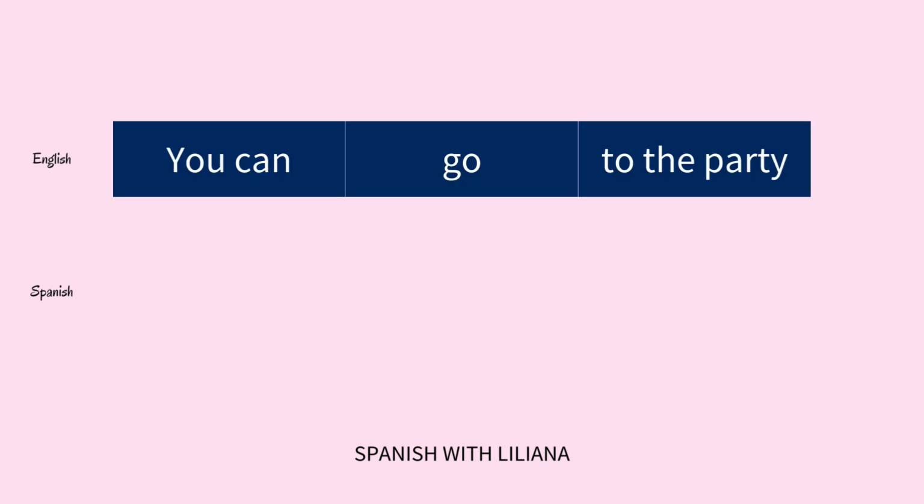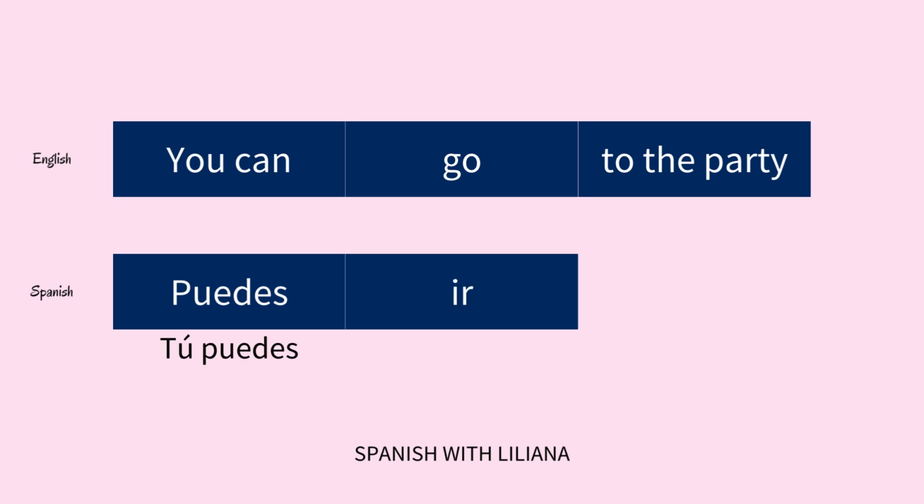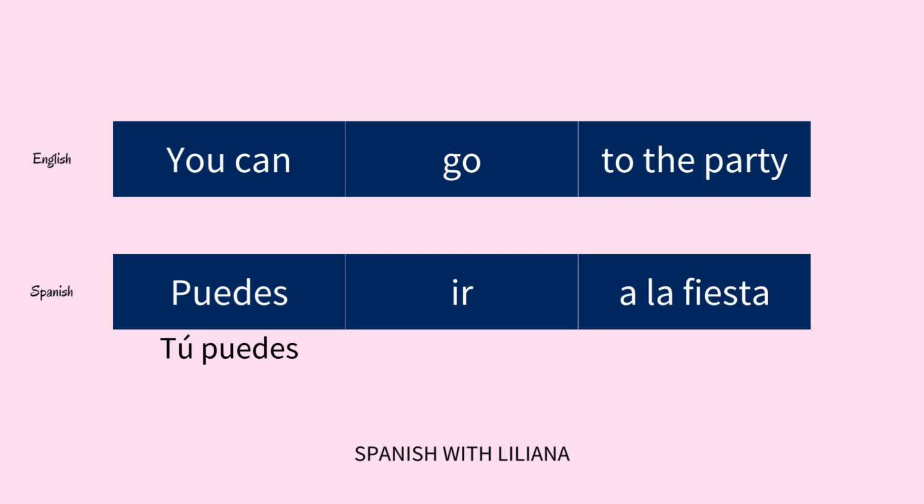All right, the last sentence. How do we say you can go to the party? You can is puedes for the informal you. Puedes. Tú puedes. Go is ir. And to the party, a la fiesta. Puedes ir a la fiesta.